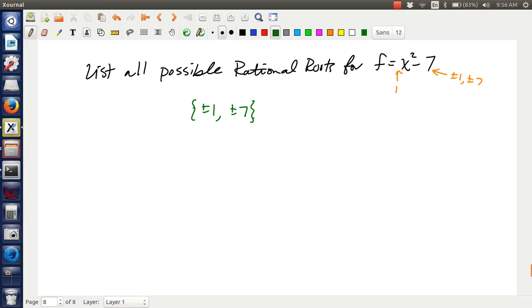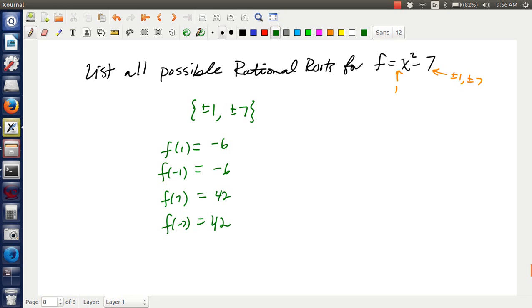And do any of them work? Well, you could actually just see with your eyeballs. This is actually easy. I can test all these, and none of them work, right? What's f of 1? Well, it's -6, same as -1. What about 7? 49 minus 7 is 42. Okay, so none of these actually work.